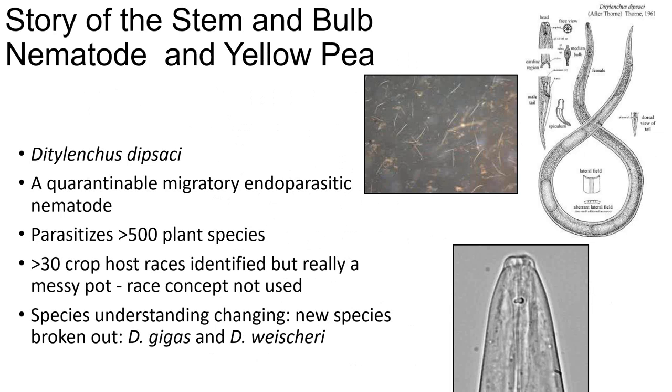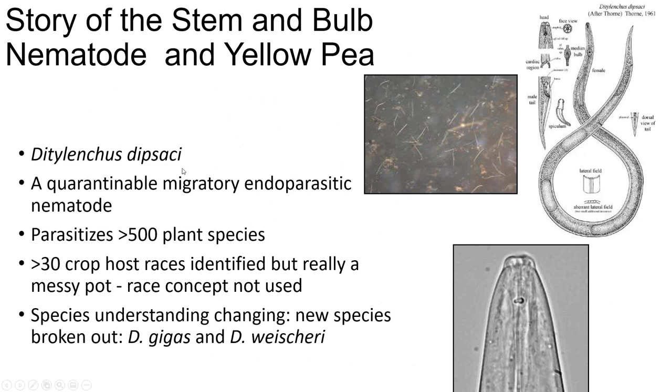The story of the stem and bulb nematode and yellow pea. This is our second foray into nematodes on the prairies. We started this almost a decade ago, with support from the Saskatchewan, Alberta, and Manitoba Pulse Growers. Let me get into the story.